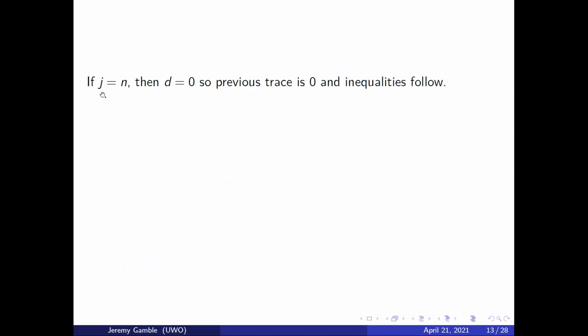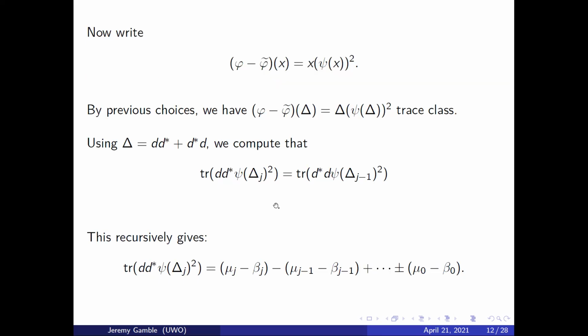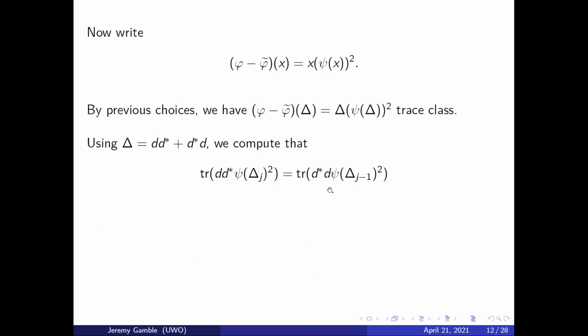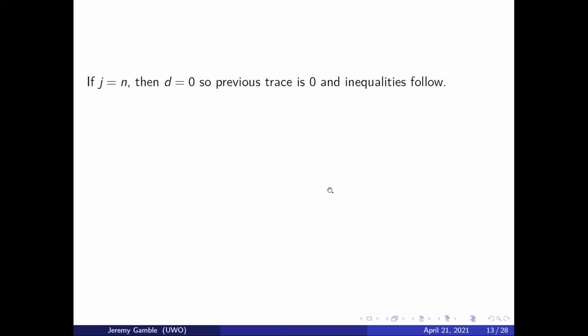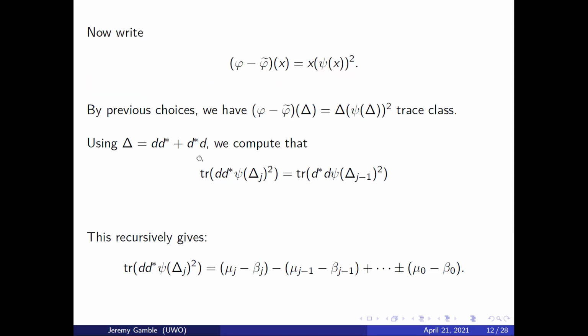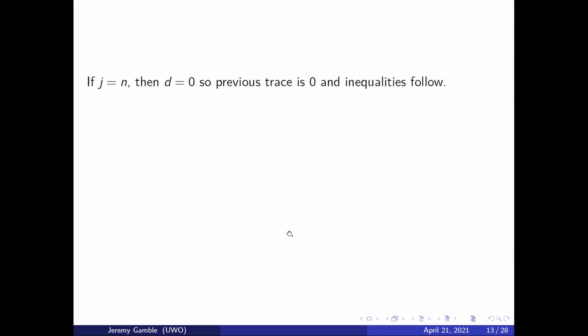If we're looking at top forms, then because d is 0 on top forms, the trace of that is going to be 0, and you're going to get an equality. And I think I may have written this backwards. I think this should be d star d, not d star, so sorry for that. But because this will be acting on top forms, this whole thing will be 0 basically, and you'll get an equality.